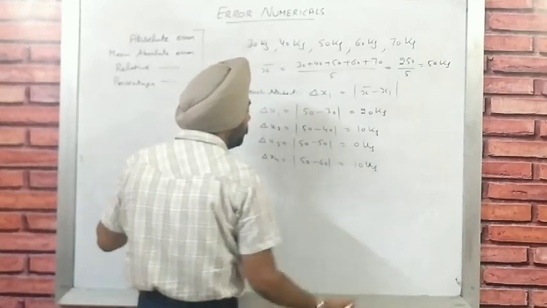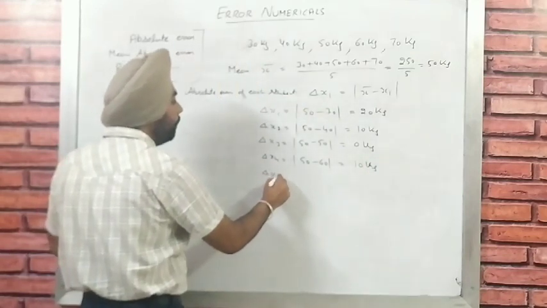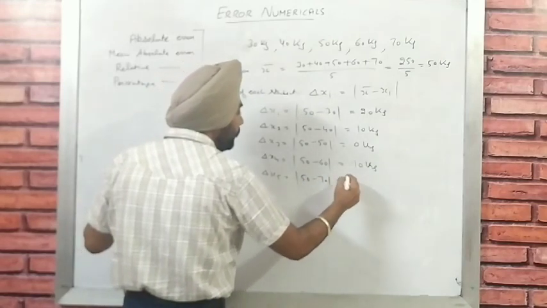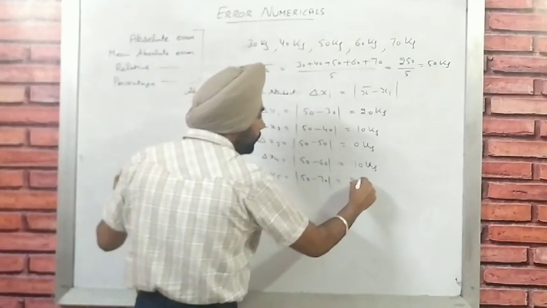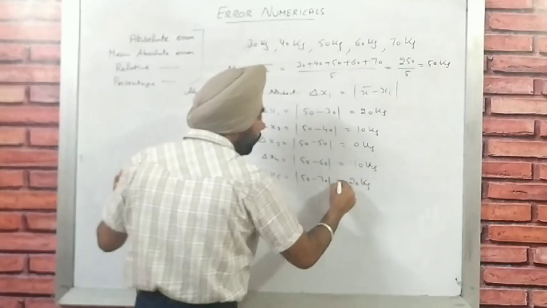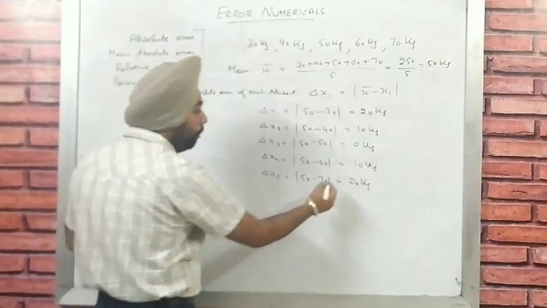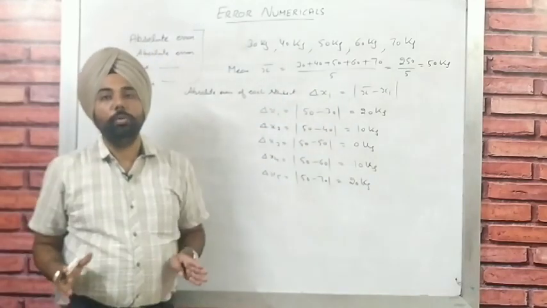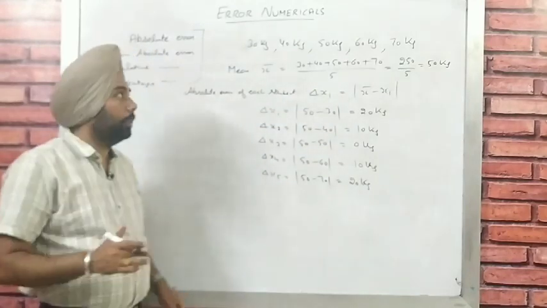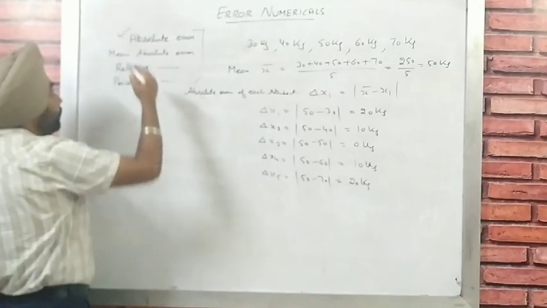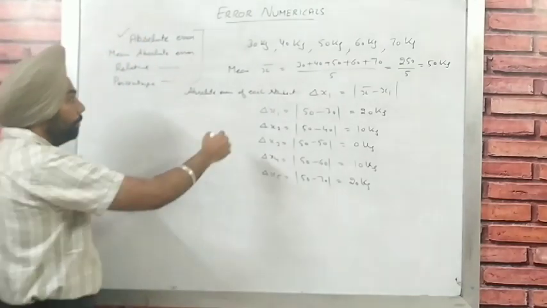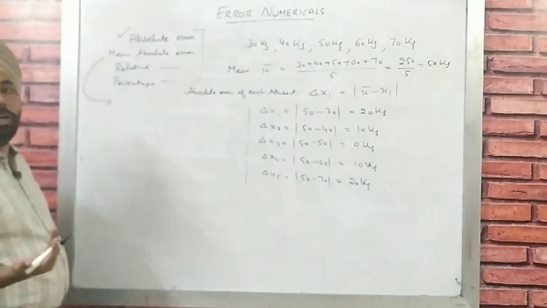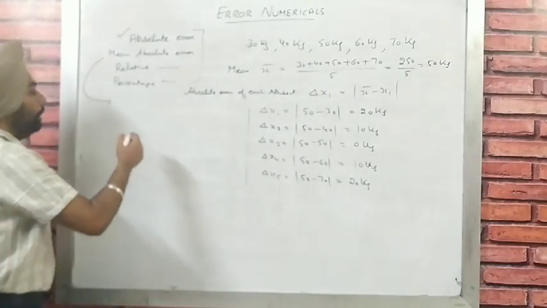So the answer is always going to be 10 kg here. The last student has absolute error 50 minus 70, that is going to be 20 kg. We are not going to take minus 20 because of the modulus. Now these all are the absolute errors of all the students, individual absolute errors. So that's how we can solve the absolute errors. Now the second one is mean absolute error. How can you find out the mean absolute error? It's very simple now.